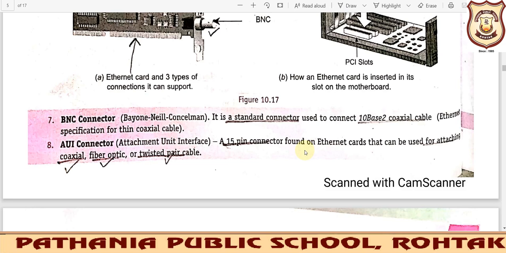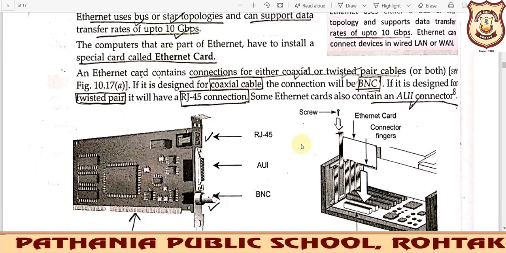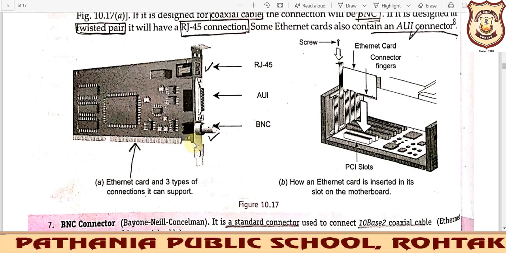Whenever we are dealing with different types of cables, like if we want to deal with the coaxial cable, then we will need a BNC connector. This is the shape of a BNC connector. Sometimes we may require AUI connectors, which is a 15 pin connector. According to the connector you are using, you will be using these ports. If you are using an RJ45 connector, then you will insert it here. This is the jack for the RJ45 connector in the Ethernet card. I hope it is clear.